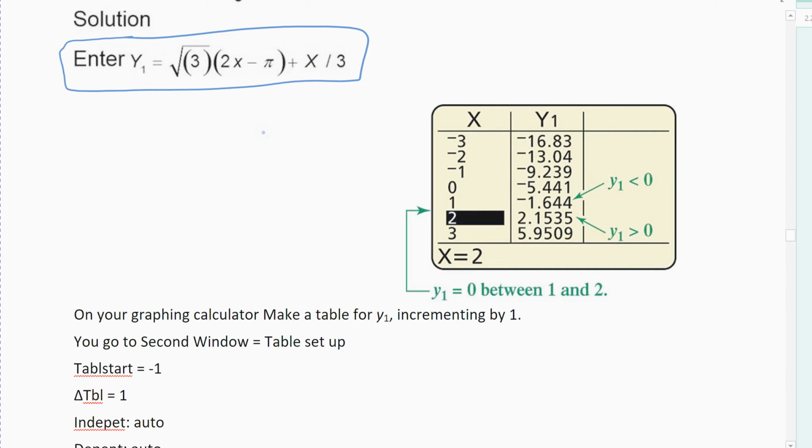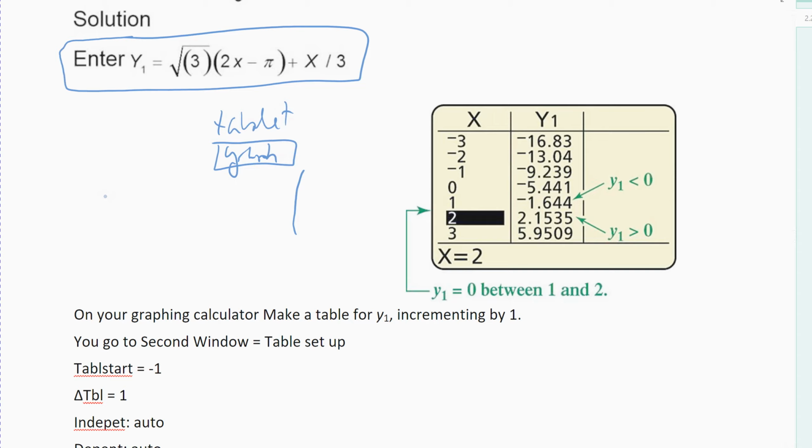What you do is go to the table part in your calculator. If you look at the top of your calculator, at the very end, there's a graph button. Above the graph button, the very last button on the very end, is a table. So you're going to want to hit second trace. That's where your table is located.